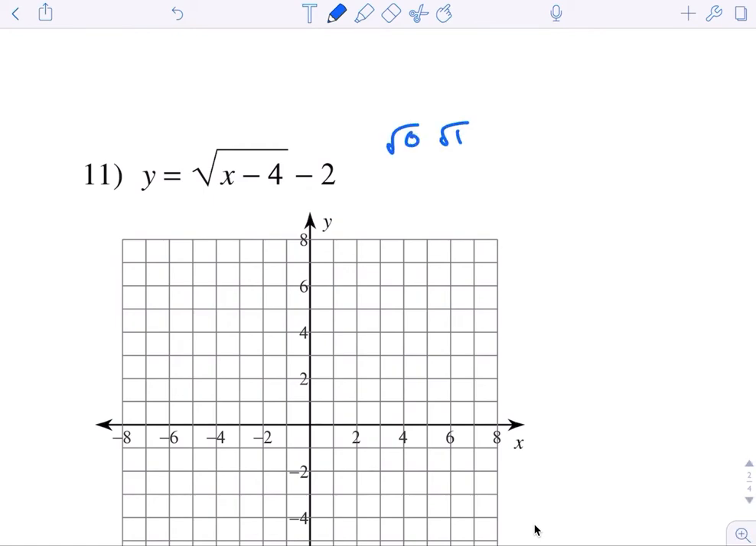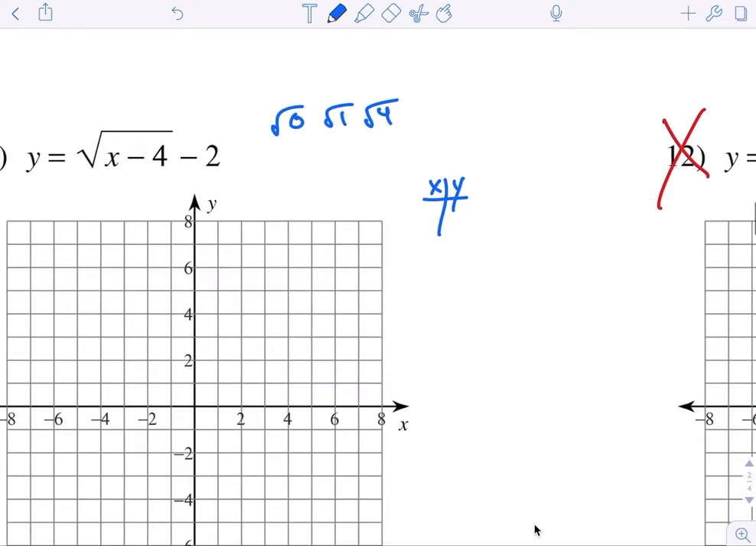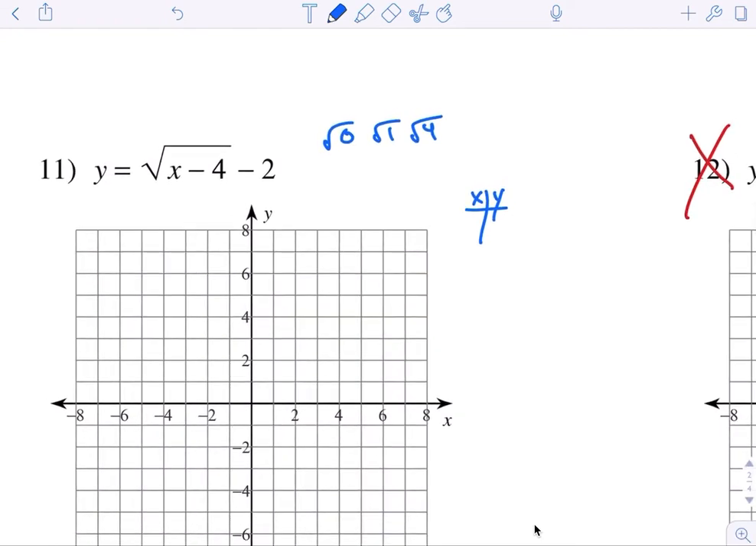Again, when you graph, you want to get these on the inside of the root. Well, what would give us 0? If x was 4, that would give us 0. So if x was equal to 4, we'd have square root of 4 minus 4, minus 2. 4 minus 4 is 0. Square root of 0 is 0, minus 2. 0 minus 2 is -2. So that's going to be 4 comma -2.